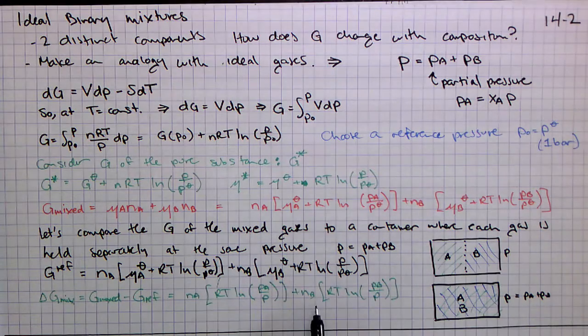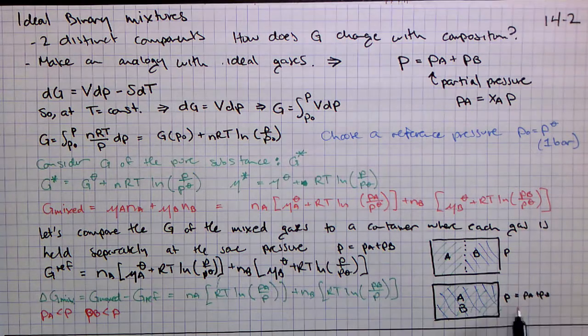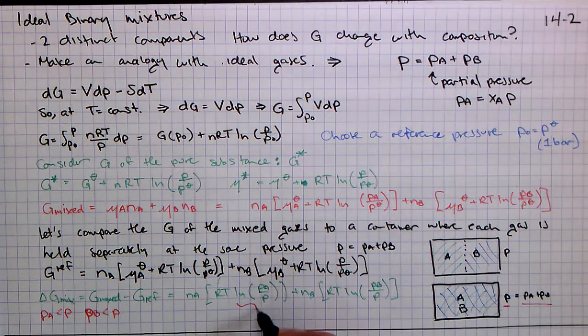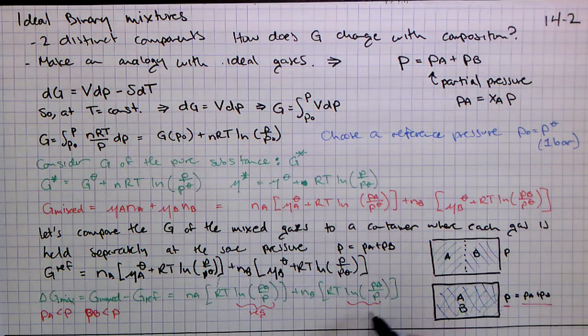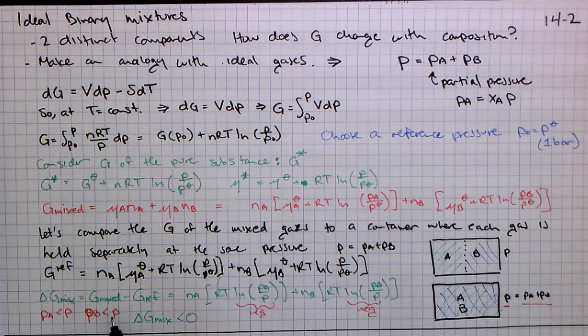And now we can look at this and we can say, well, we know PA is certainly less than P. PB is certainly less than P because the total pressure that we're holding it at is equal to the sum of the two pressures, right? So these both must be small, so this has to be negative, and this has to be negative. So as a result, we can see that delta G of mixing must be less than 0. That is, there must be a reduction in the free energy due to the mixing, right?